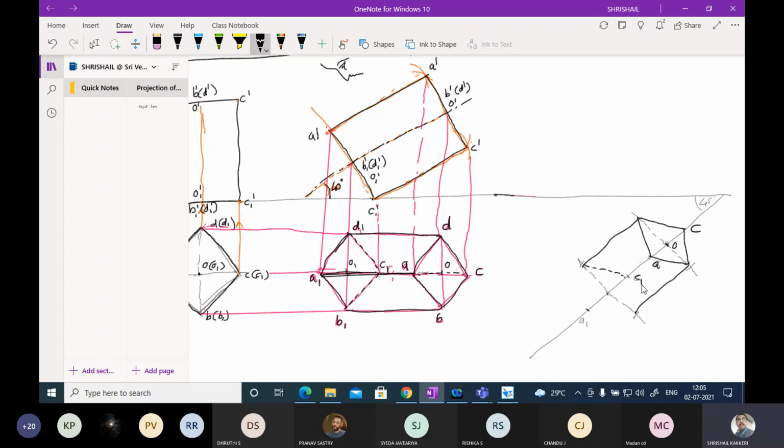This will be C1, and this is a dotted line, and this is point B, B1, and this point is D, it is D1, and join this. So this point is A1, already you know it, and this point will be O1.